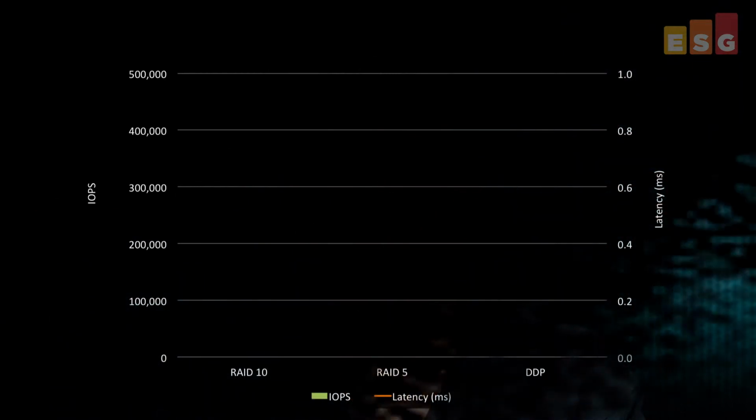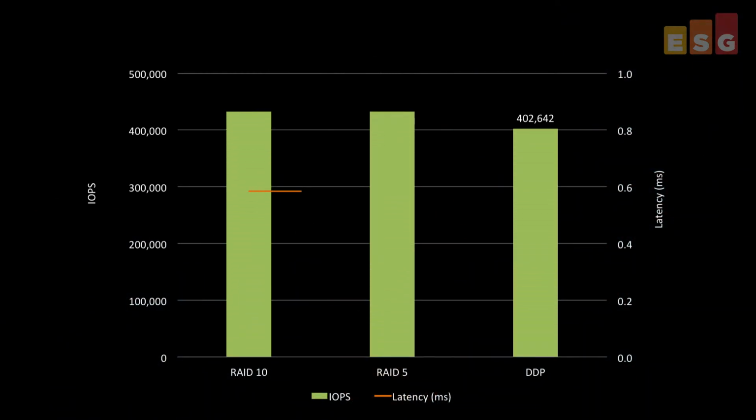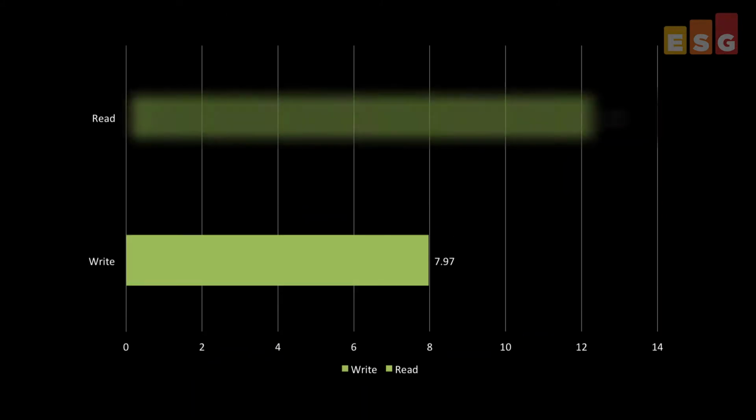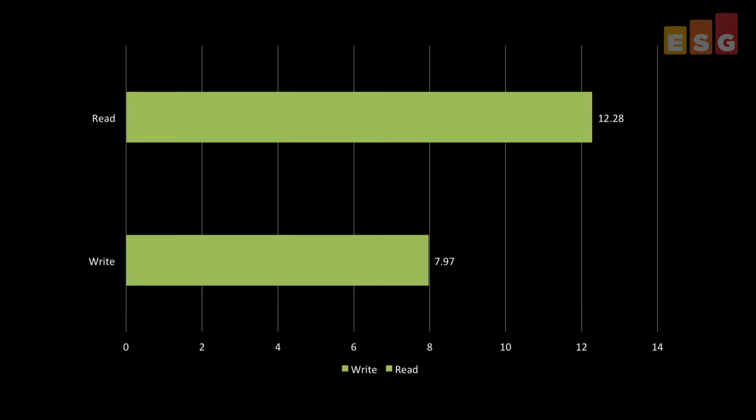ESG Lab started with a testbed consisting of a SQL Server system connected via 16 gigabit fiber channel to a dual-controller NetApp EF550 storage system, configured as a high-availability pair. When evaluating low-level performance, the EF550 demonstrated impressive results, clocking over 400,000 IOPS, almost 8 gigabytes per second writes, and more than 12 gigabytes per second read throughput. This is a big deal for applications that read and write large amounts of data.